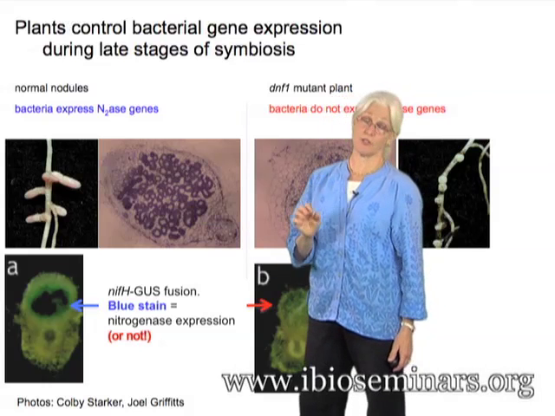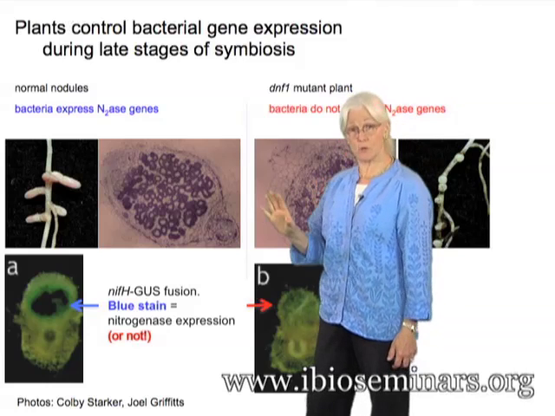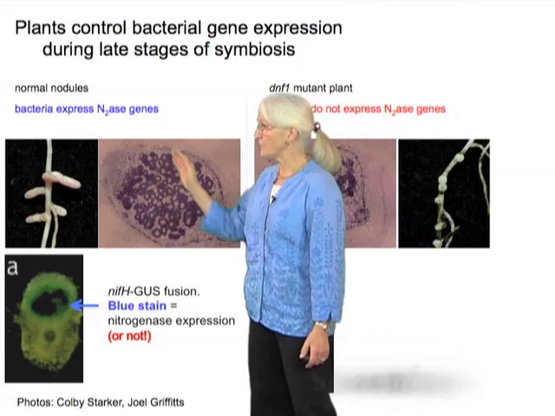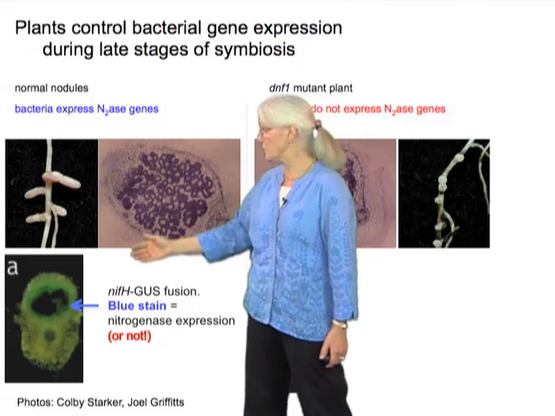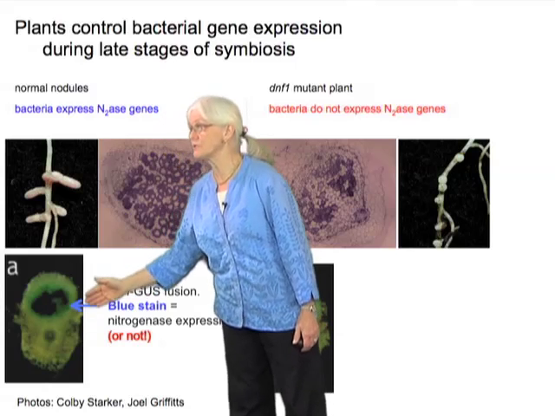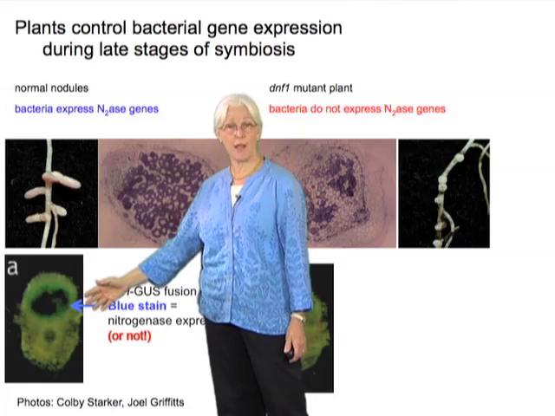Using a bacterial strain that has a glucuronidase fusion in the NIF genes, but is still wild type, we are able to see that if you take this kind of section of a nodule and you stain it for glucuronidase activity, you get this deep blue stain, and that means that the nitrogen fixation genes are being transcribed.